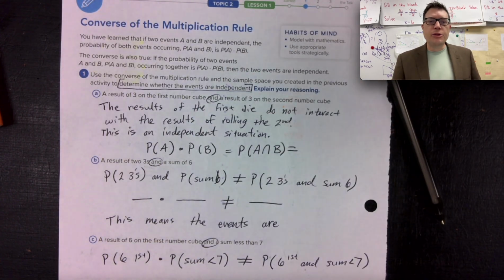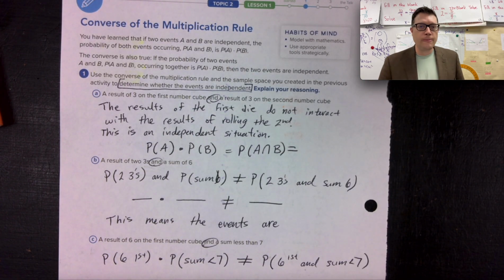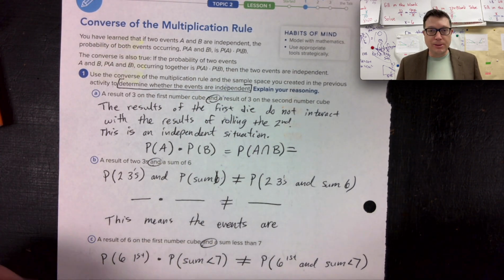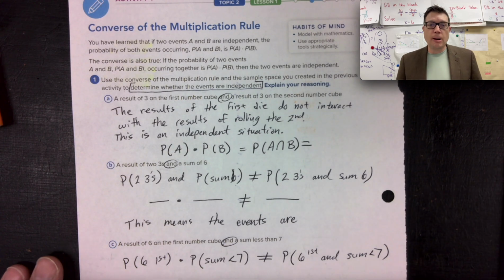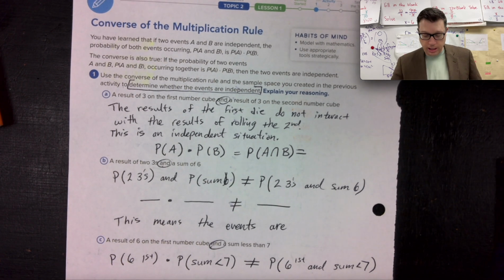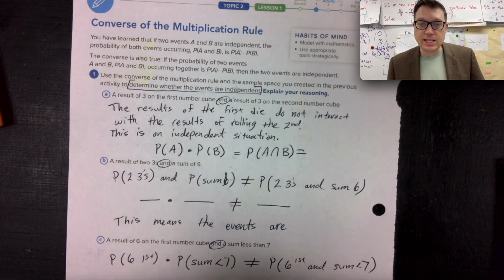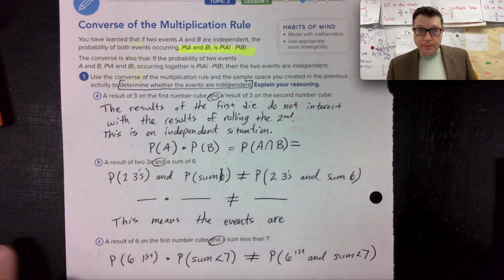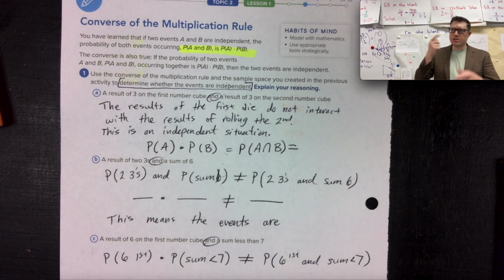The result of 3 on the first number cube. Let me start at the beginning. You've learned that if two events A and B are independent, then the probability of the events occurring is probability of A times probability of B. So highlight that in. That's when they're independent. But the converse is also true.